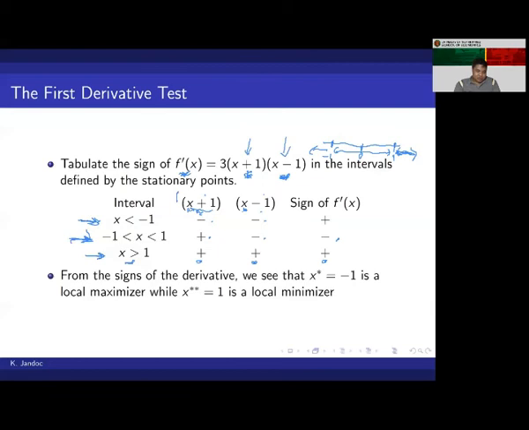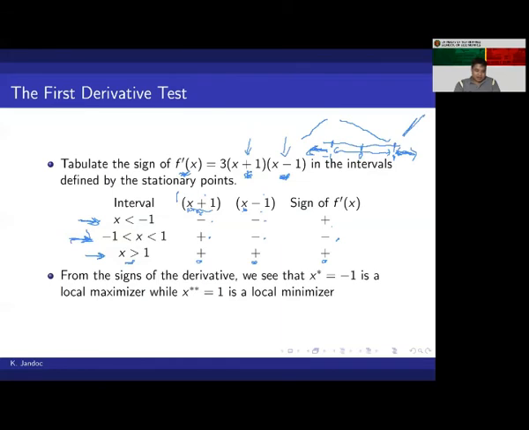So for values less than negative 1, the sign of f prime x is positive. So to the left of negative 1, f prime x is positive, so the function is upward sloping. Between negative 1 and 1, the sign of the derivative is negative, so it's downward sloping. And then finally, for values greater than 1, it's positive, so it's upward sloping again.